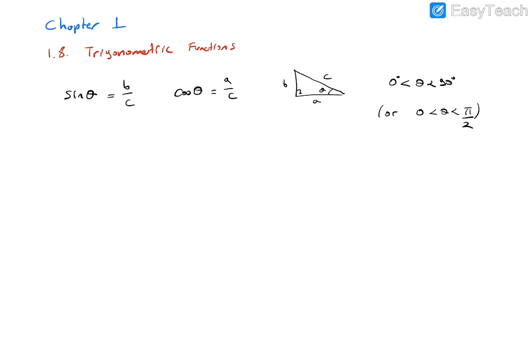We will use the letter x rather than theta to denote the independent variable, as we have done previously with the polynomial, rational function, exponential function, logarithmic function, etc. The definition is called the unit circle definition of the sine and the cosine.